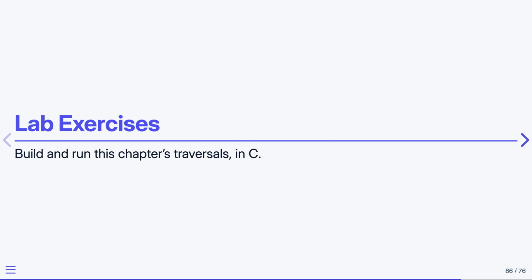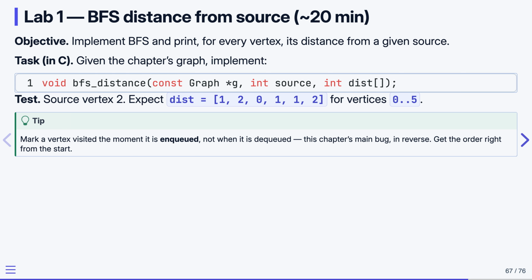Now we turn to the lab exercises. Time to build and run this chapter's traversals yourself in C. Lab 1 takes about 20 minutes. The goal is to implement breadth first search and print the distance from a given source to every vertex.